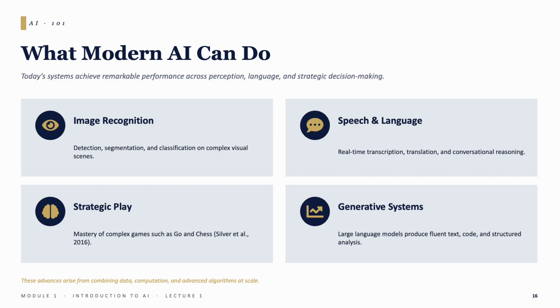ChatGPT can generate essays, summarize reports, answer questions, and even help programmers write code. This demonstrates the capabilities of modern generative AI. And you can read about mastery of complex games such as Go and chess in the paper by Silver et al., published in 2016.